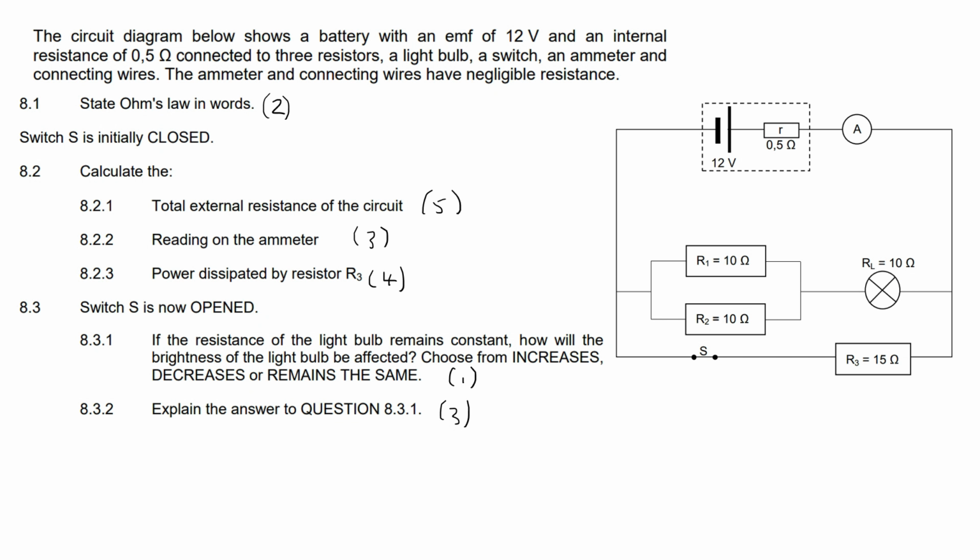Here we have an electricity question. It says the circuit diagram below shows a battery with an EMF of 12 and an internal resistance of 0.5 connected to 3 resistors. First question, state Ohm's law.